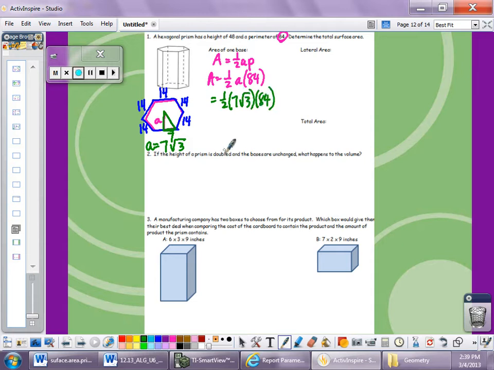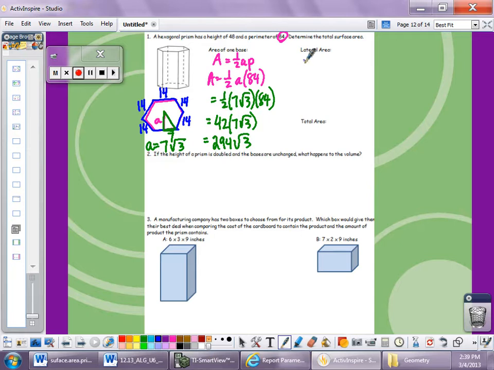I'm going to take half of 84 first to give me 42, times 7 the square root of 3. And I'll multiply the 42 and 7 together to give me 294 the square root of 3. In the next section, I'll find the lateral area.